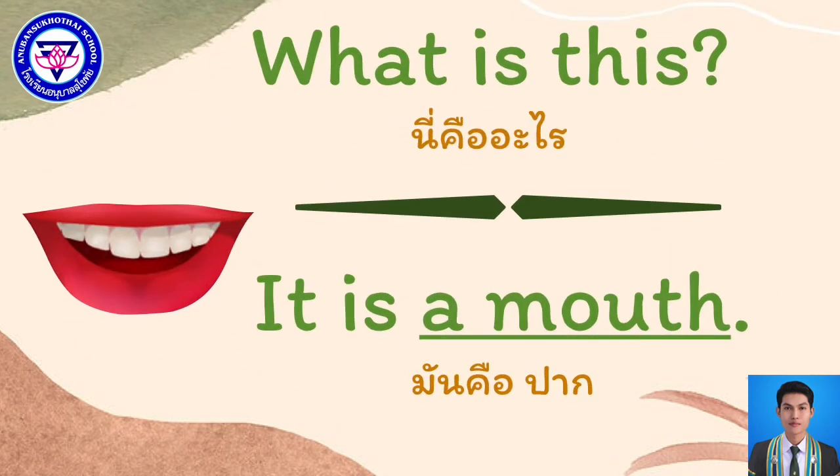Okay, sentence number 2. What is this? Look at the picture and then answer the question. It is a mouth. A mouth. It is a mouth.